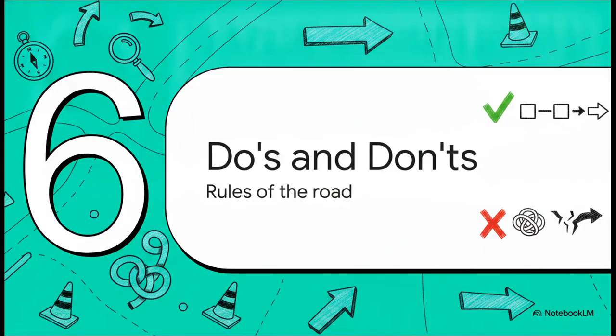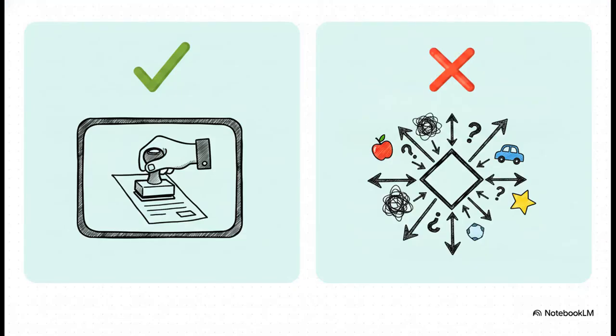Section 6, Do's and Don'ts. Before you run off to map your own workplace, let's cover some quick rules of the road. First, your labels matter immensely. Do use clear verb-object phrases. Saying something like validate order leaves literally zero room for confusion. Don't leave your gateway branches unlabeled. If you have a diamond, we need to know exactly what conditions send the flow down each specific path.